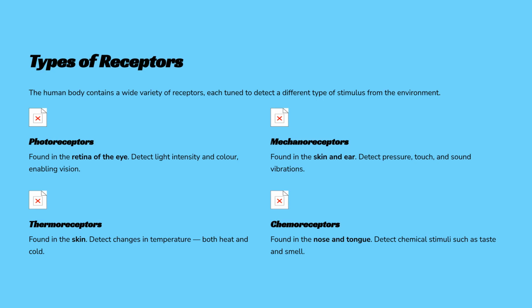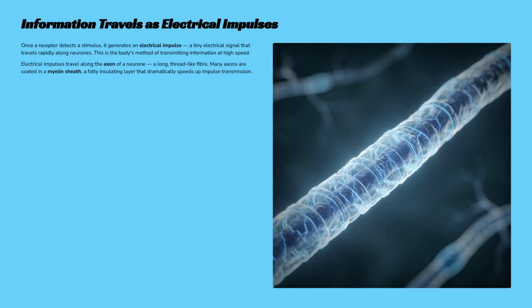Different types of receptors include photoreceptors in the eye for light, mechanoreceptors in the skin and ear for pressure and vibrations, thermoreceptors for temperature, and chemoreceptors in the nose and tongue for chemical stimuli. When a receptor detects a stimulus, it generates an electrical impulse, a signal transmitted rapidly along neurons. This impulse travels along the neuron's axon, often coated in a myelin sheath, dramatically speeding up transmission.